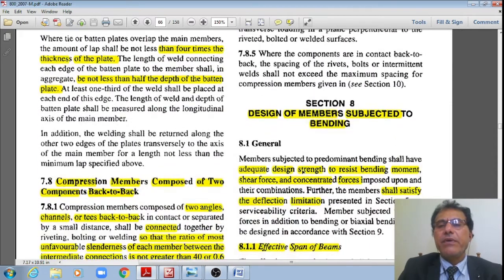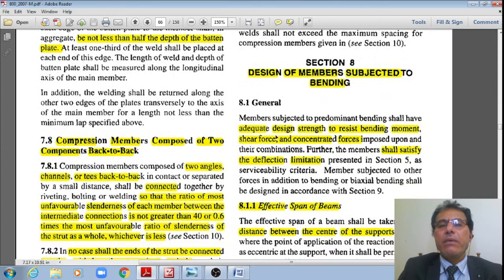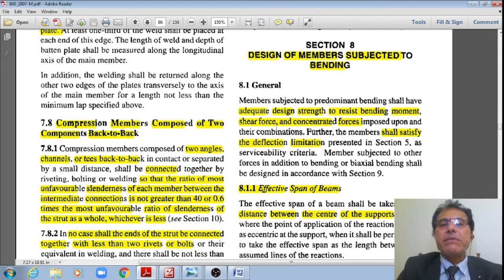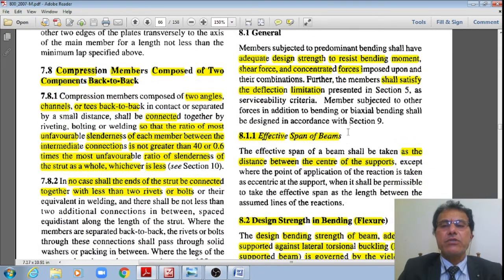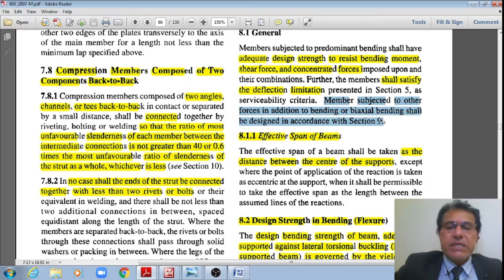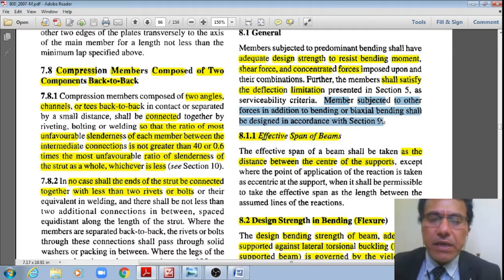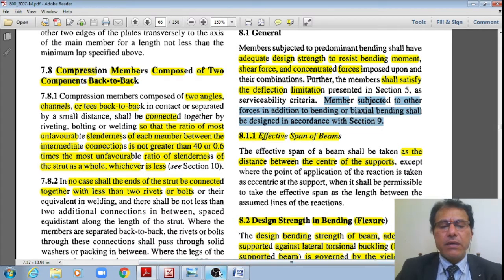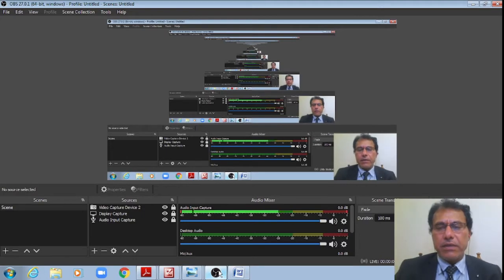This is the design of members subjected to bending, right? The member subjected to predominant bending shall have adequate design strength to resist the bending moment, shear force and concentrated forces imposed upon it, and these shall satisfy the deflection limits also. However, if the member is subjected to other forces in addition to the bending or biaxial bending, then they shall be designed according to Section 9 that we will see, right?